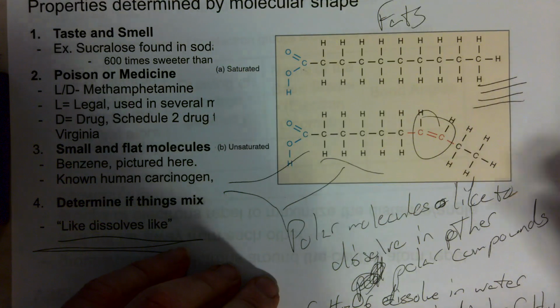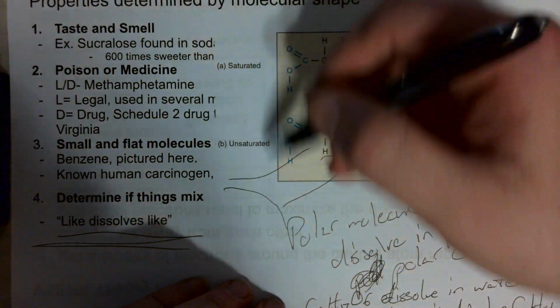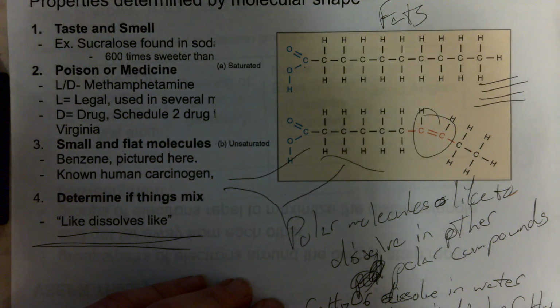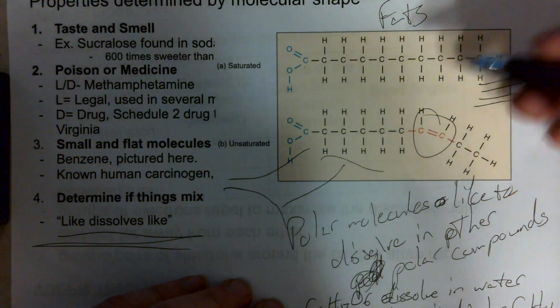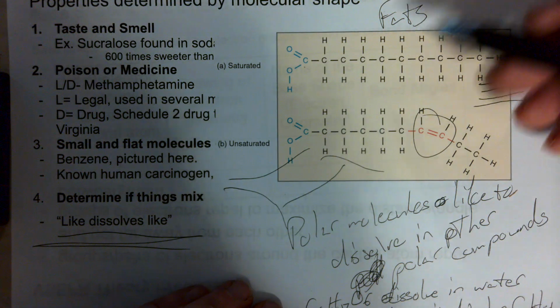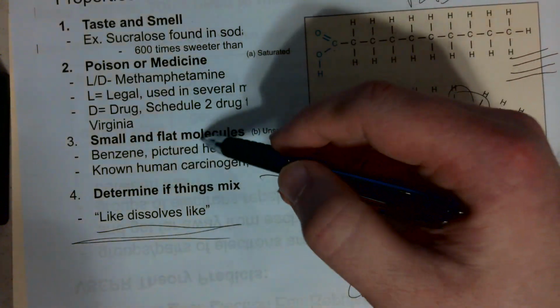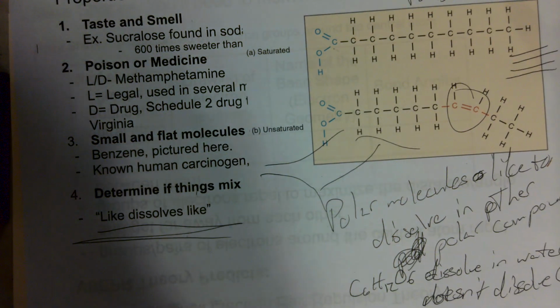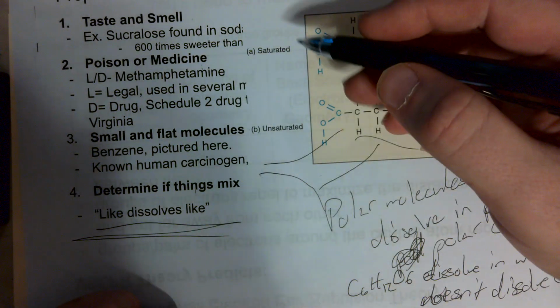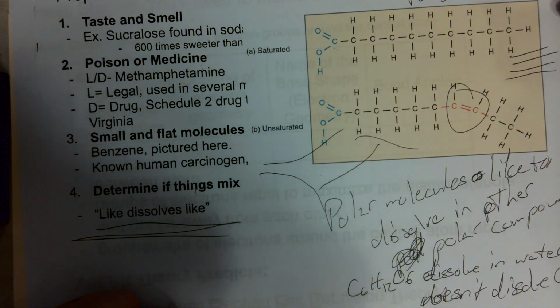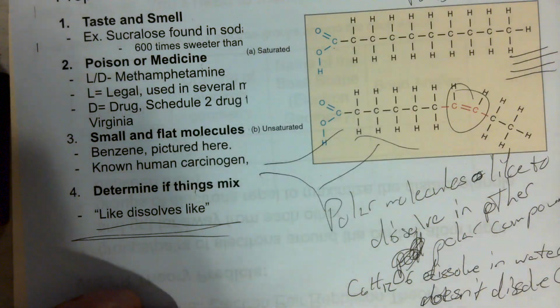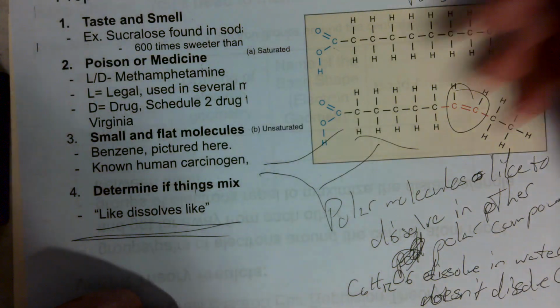So that's what we're talking about. You don't have to memorize saturated, unsaturated fats, or the benzene ring, or which methamphetamine is going to get me put in jail for 10 years, depending on how much I have, because possession is nine-tenths of the law. What I want you to focus on are these 4 items. The properties of the molecular shape can determine how an object tastes or how it smells, whether or not it could be a poison or a medicine, that the smaller and flatter a compound is, the more likely it could be cancer-causing, and that it can determine what things mix with. If you get these 4 things down, you're going to be just fine.